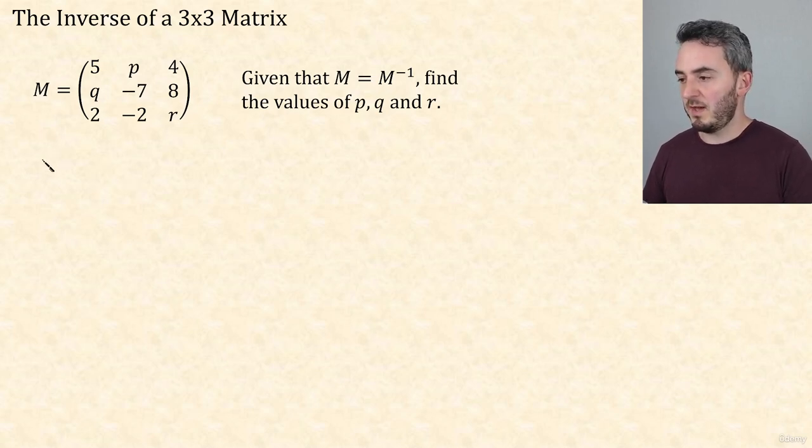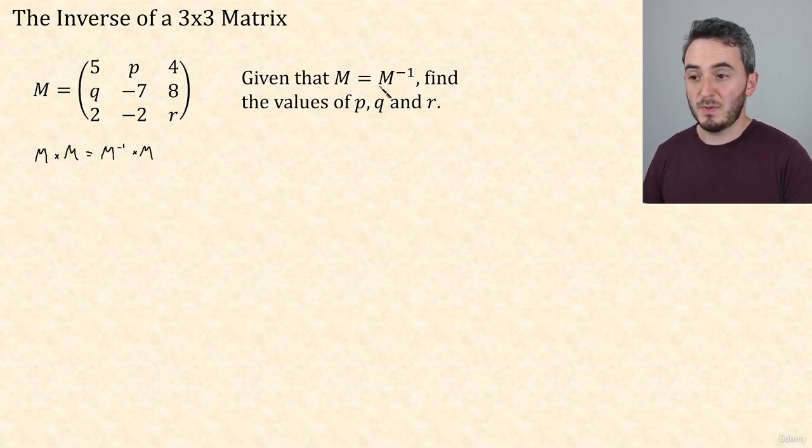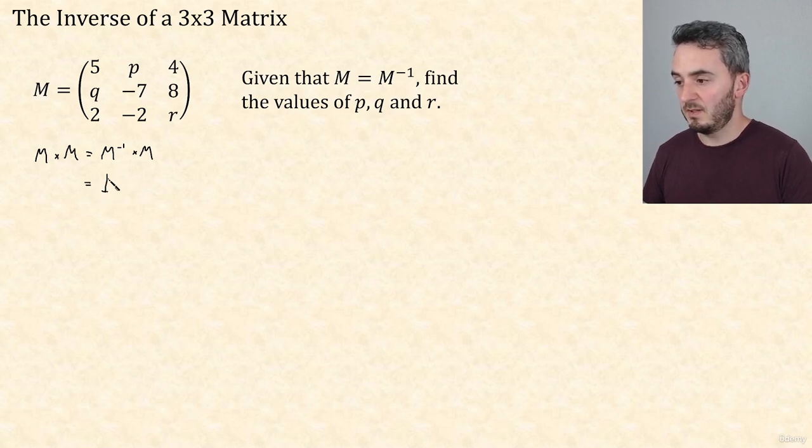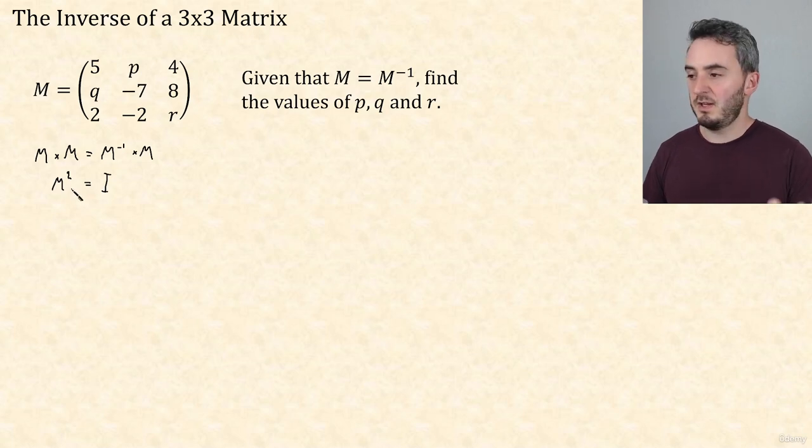If I start with that equation and I multiply both sides by M, I get M times M equals M inverse times M. All I've done is multiply both sides by M. Now that right hand side is just the identity and the left hand side is M squared. So what we're saying is M squared should be the identity. So let's just square this and see what we get.